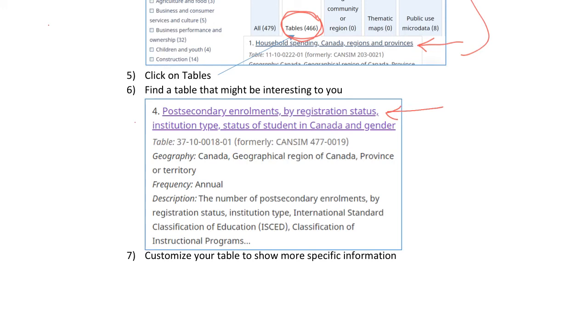Okay, and what you can do from here after you have all this information about post-secondary enrollments is you can customize your table to show more specific information. So sometimes you can customize it by age, you can customize it by gender, by institution type. So I want you to play around on this website a little bit to see if you can find some information or some interesting data that you would like to show me. So if you come up with something cool, you can either send me an email if you're at home, or you can show me in class. But this would be the place that we would go to find information if we wanted to do something with the data or present something.